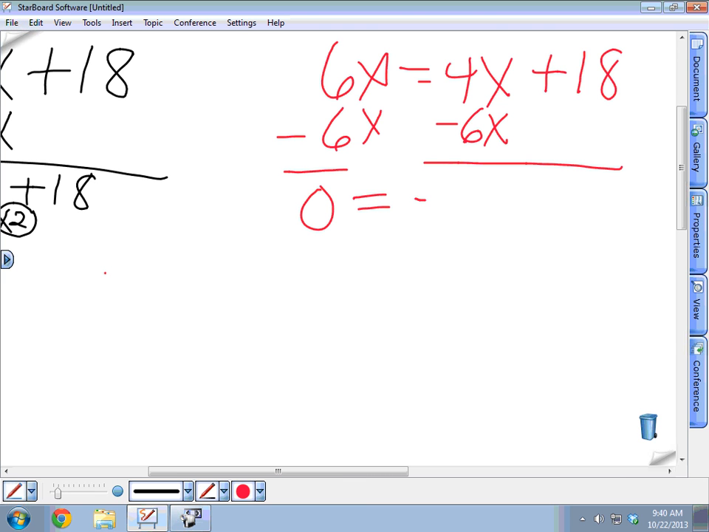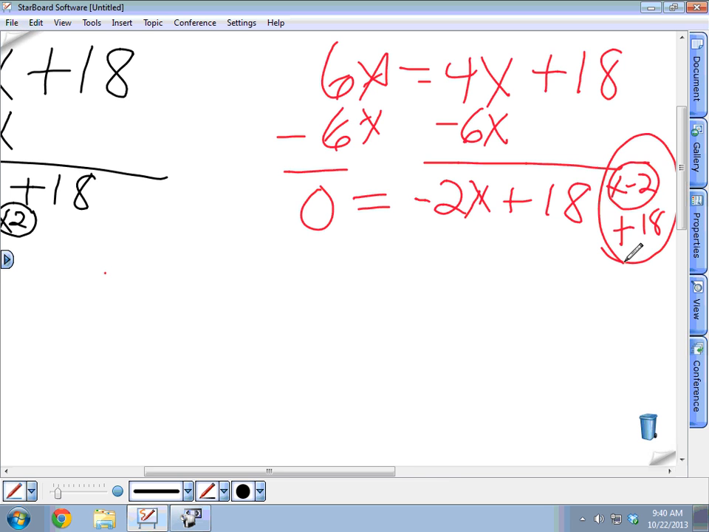4x minus 6x, notice, will give me minus 2x. When I'm subtracting numbers with different signs, I subtract the larger minus the smaller, and then use the sign of the larger number. So that would be minus 2x plus 18. Wouldn't 0 be x? No, 6x minus 6x leaves me 0. This is x minus x, 6 minus 6, so I just have 0. And so now I would have a two-step equation on this side, because notice now I'm multiplying by negative 2, and then I'm adding 18.